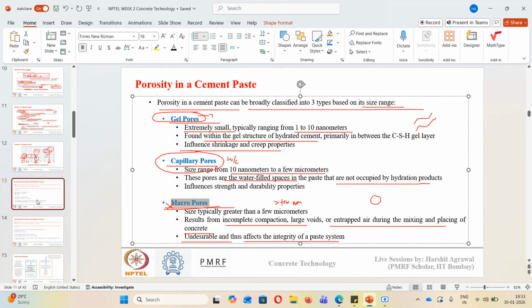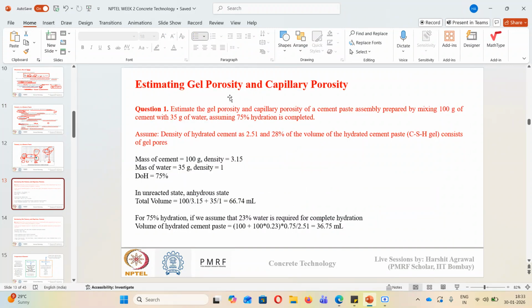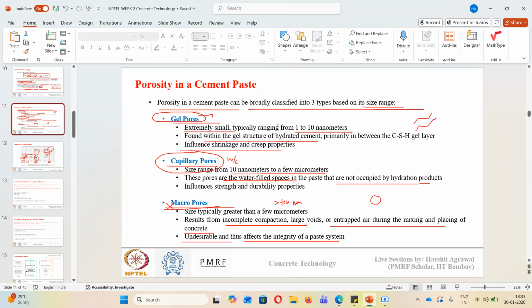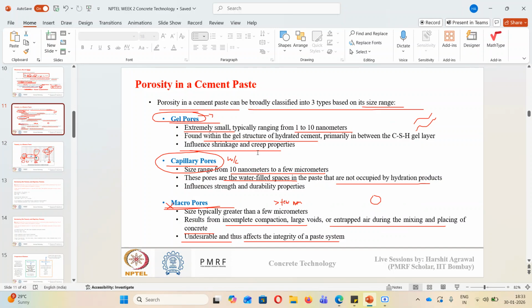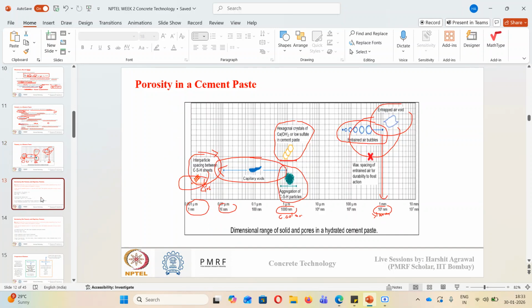Then we came to this question. And this size range that I talked about here, 1 to 10 nanometer, 10 nanometer to few micrometer, and greater than few micrometer, I have attached one diagram here for the same thing. When I share this PPT, you can go through this diagram. It is the same discussion that we did here.